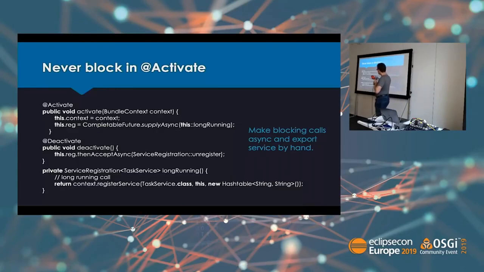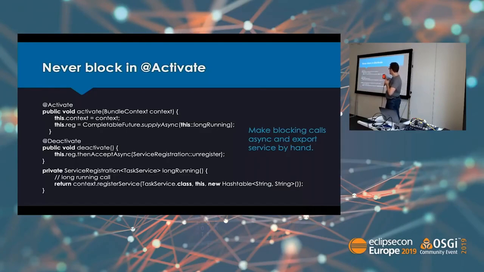So I used a CompletableFuture, and I supplyAsync this long-running task. This is here in a method. And then I do something, and in the end, I register the service of my component. And this way, the service of my component only comes up when my initialization is really done, independently of how long it takes. And then at deactivate, of course, I need to cleanly unregister the service, but of course only if it's registered.